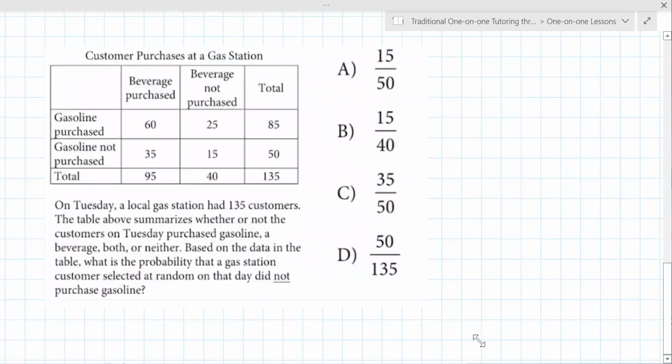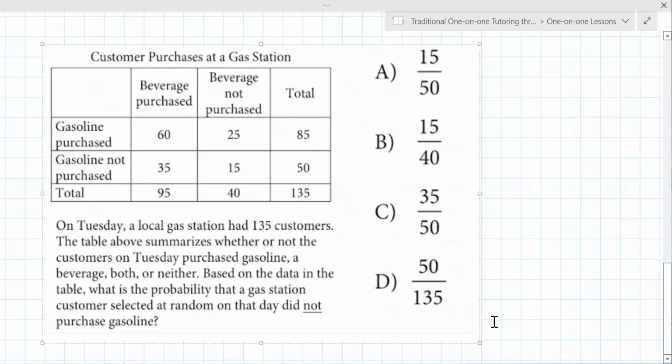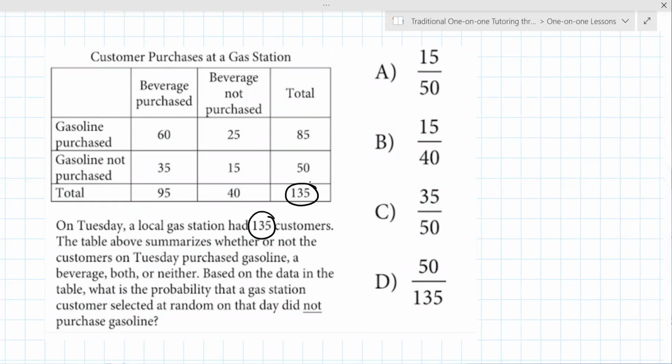All right, so it says here, on Tuesday a local gas station had 135 customers. You see how there's 135 in the table? That's the total. The table summarizes whether or not the customers on Tuesday purchased gasoline, a beverage, both, or neither. Based on the data in the table, what is the probability that a gas station customer selected at random on that day did not purchase gasoline?